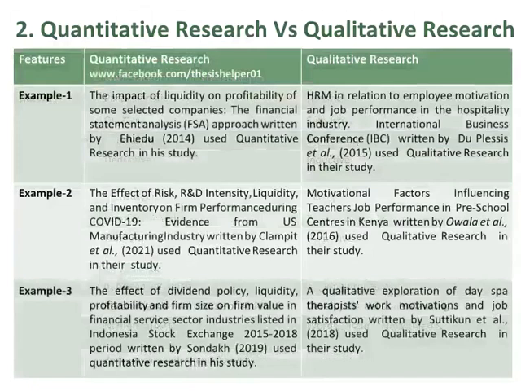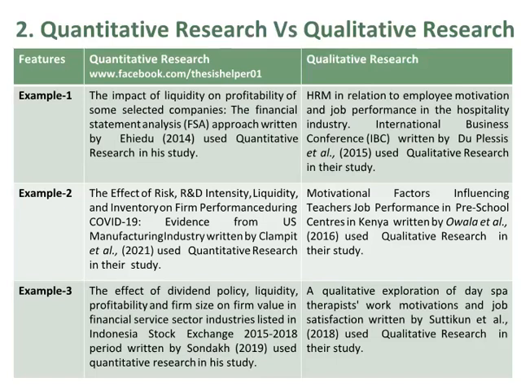Example 1: the impact of liquidity on profitability of some selected companies, using the financial statement analysis, FSA, approach, written by Ayedu 2014, used quantitative research in his study, while HRM in relation to employee motivation and job performance in the hospitality industry, International Business Conference, IBC, written by Du Plessis et al. 2015, used qualitative research in their study.